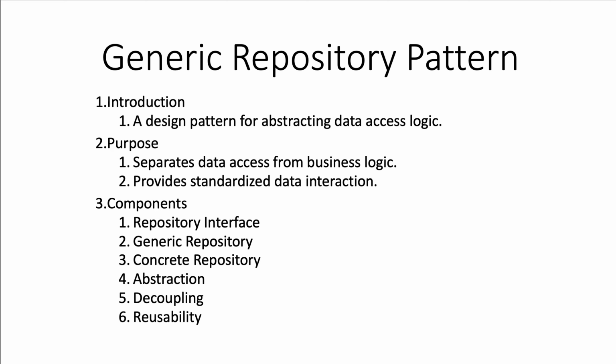Then what we are going to do is generalize our code, and that is how we are going to achieve this, by implementing the generic repository pattern itself. The generic repository pattern is basically designed to provide a consistent and abstracted way to access data while reducing the need for redundant data access code. Here are the key components which I have listed. If you see the purpose here, it says to separate data access from business logic.